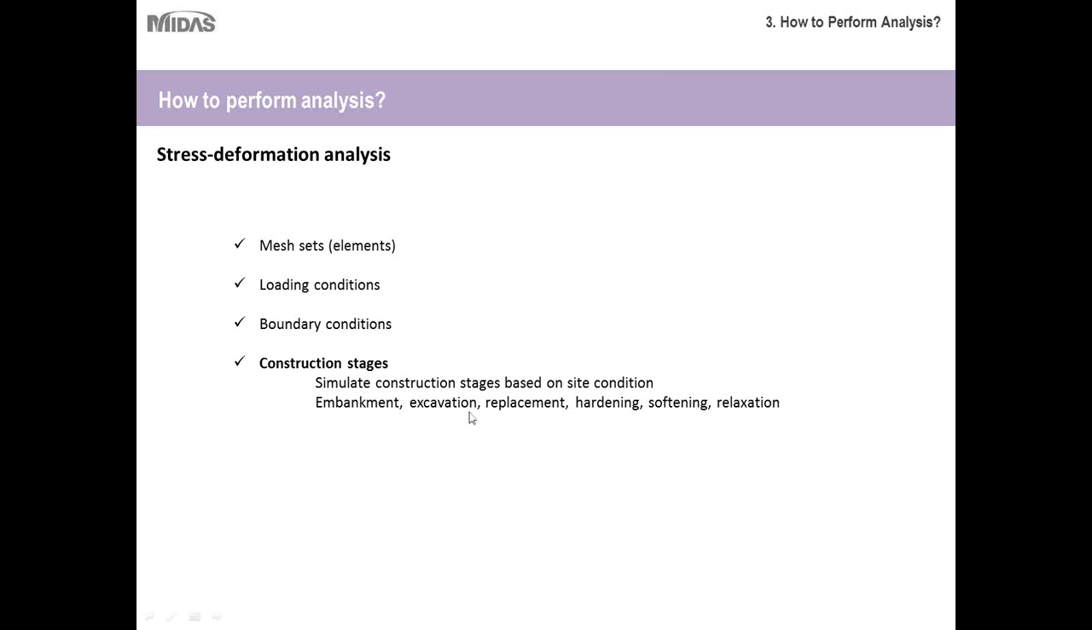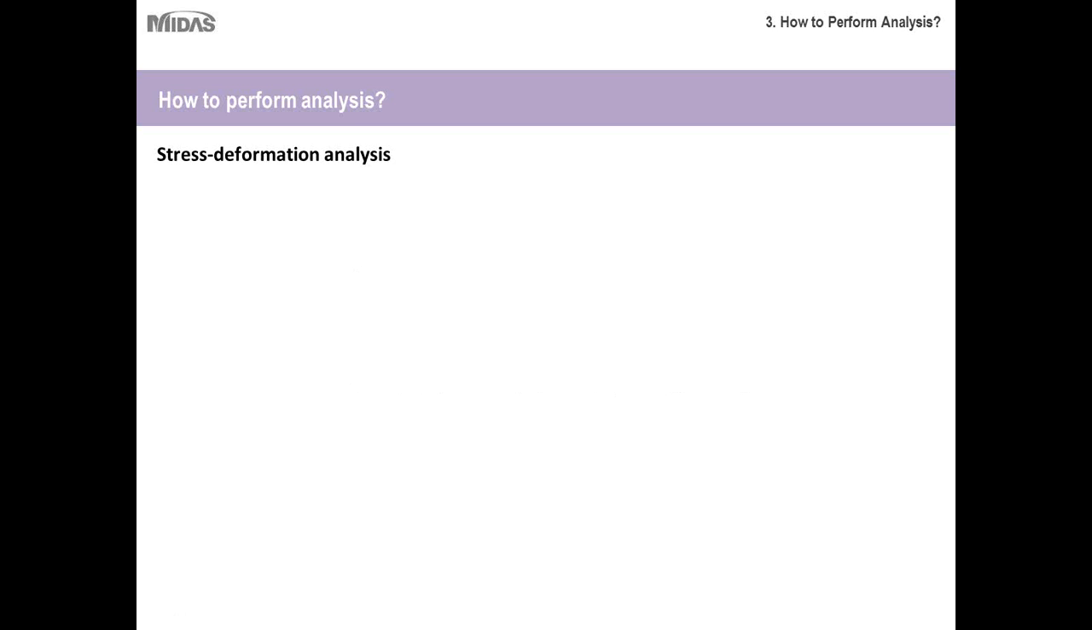So this type of analysis is useful for simulating embankments, excavations, or replacements, or hardening and softening analysis and relaxation analysis. So let's see how the construction stage analysis is to be simulated. First we have an initial condition where we set the displacement under self-weight as 0. So basically this is the stabilized soil strata with no excavation started. This is how the site will look when you go there for your reconnaissance survey for the first time.